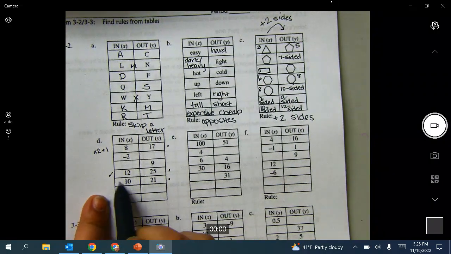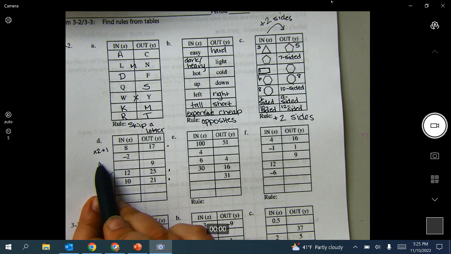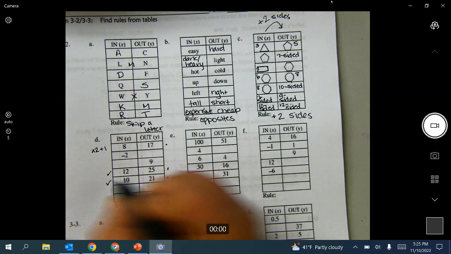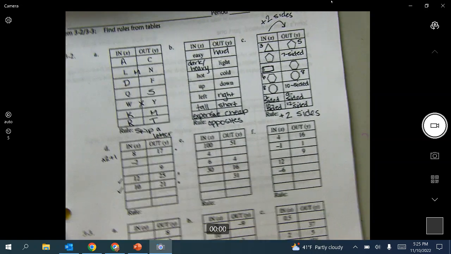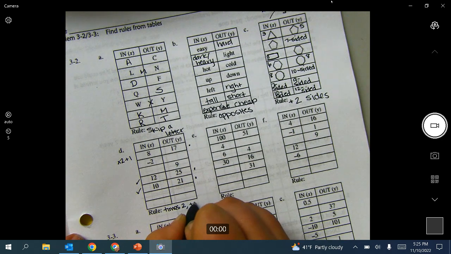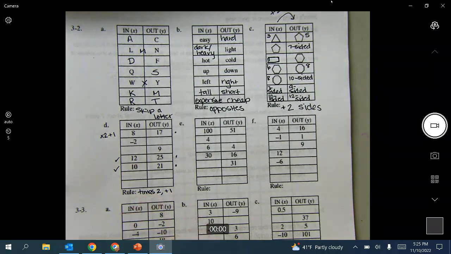Okay, so I know that this rule also works for this row. But let's check our last clue right here. I have 10 over here. 10 times 2 is 20, plus 1 gives me 21. So that rule works for that row too. So that has to be my rule. So it is times 2, then plus 1. And we're going to practice writing that as an equation in a couple minutes, but not quite yet.